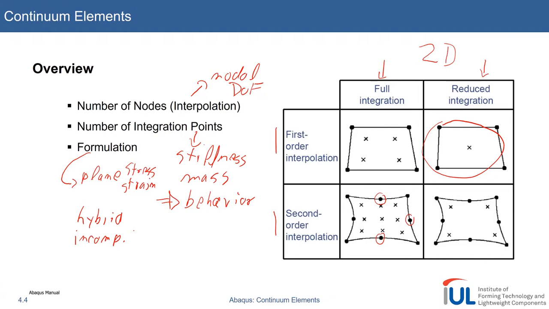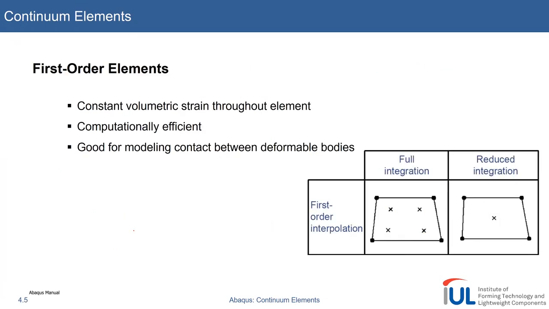These are general, always different mathematical formulations which determine, I would say, the even more general behavior of the elements. Okay, so let's start with first order elements, which can include the reduced as well as the full integration, obviously. They have a constant volumetric strain throughout the element, which is quite often an assumption, however, also making this extremely computationally efficient. So you assume a certain level of simplification in terms of your volumetric strains, but you also gain a lot.